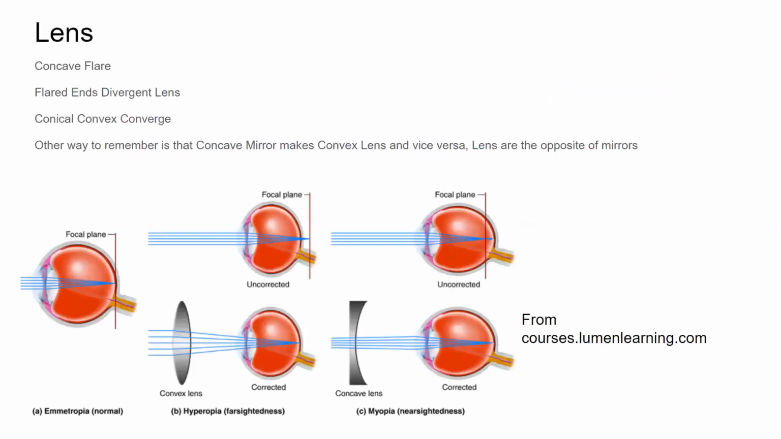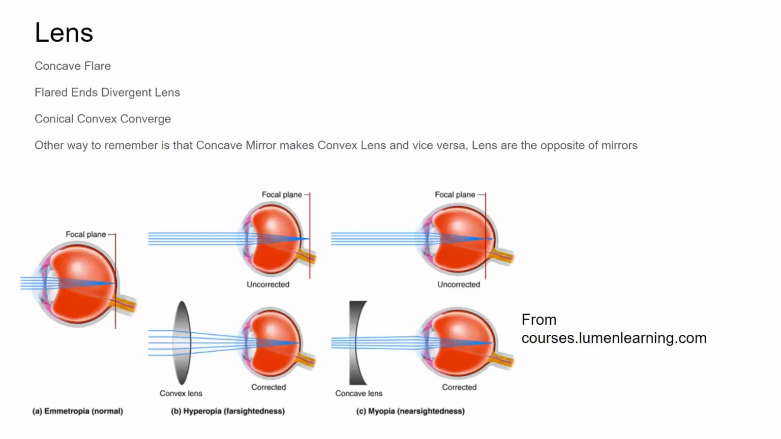For lenses, it's a little bit more difficult. There's a tendency for a lot of the practice questions that I've taken to ask what kind of lens corrects for nearsightedness or farsightedness. That's kind of like MCAT stock, I guess.